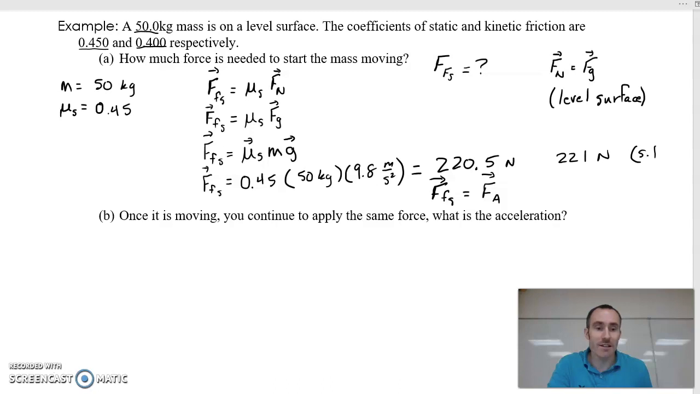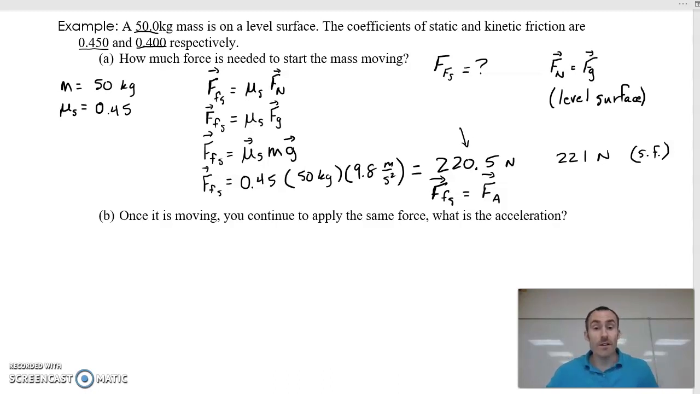And I'm going to write SF, sig figs, on the side, just so we know what we're talking about there. Then, once it is moving, so we've applied this force, the 220.5 newtons, to start it moving. If we continue to apply the same force, what is the acceleration?